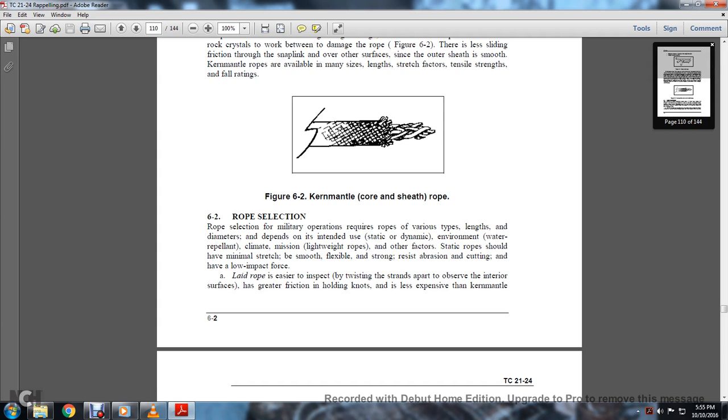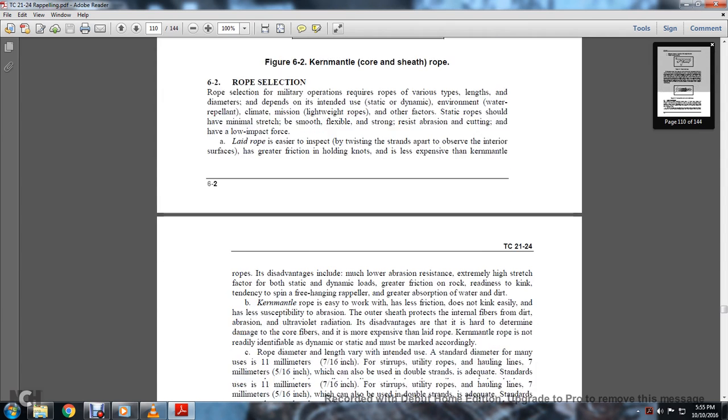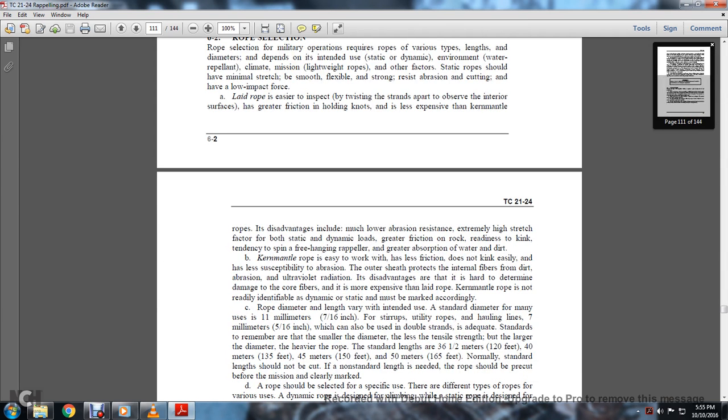The greater friction helps in holding the knot, and it is less expensive than kernmantle ropes. Its disadvantages include much lower abrasion resistance, an extremely high stretch factor under both static and dynamic loads, great friction on rock, readiness to kink, tendency to split, spin in a free-hanging rappeller, and greater absorption of water and dirt.